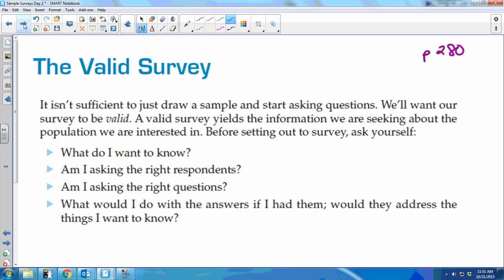Am I asking the right questions? Again, am I asking what I really want to ask? Also, am I asking an appropriate question? We'll talk about that more in a second. What would I do with the answers if I had them? Would they address the things I want to know? Don't ask these super complex, open-ended questions and then expect people to do something with that. It's not going to work, all right?